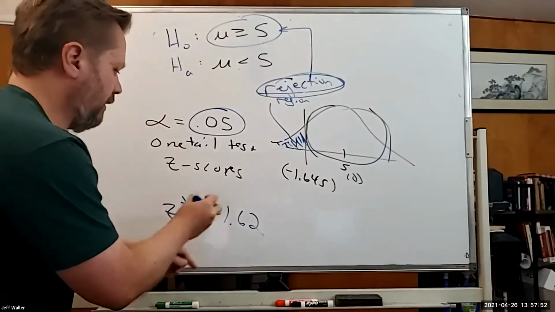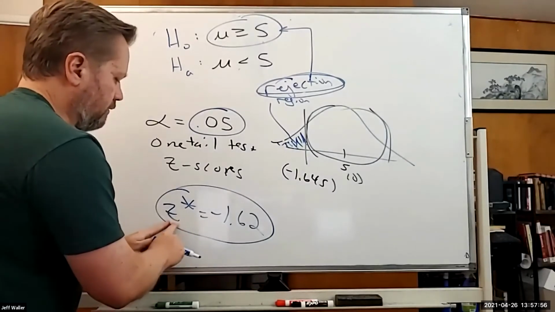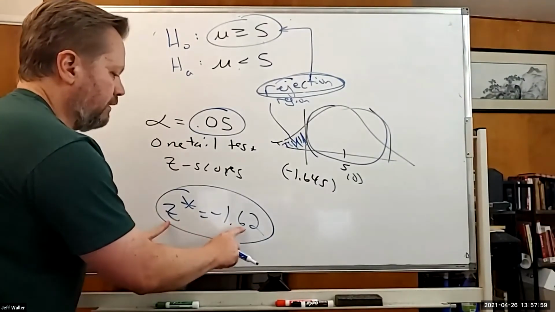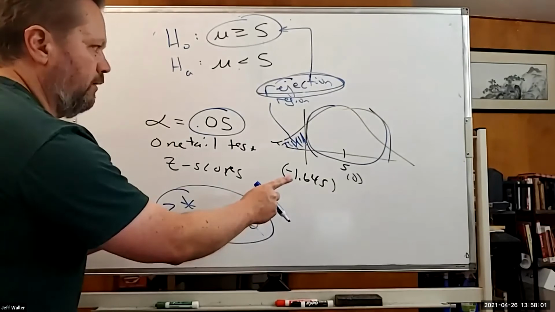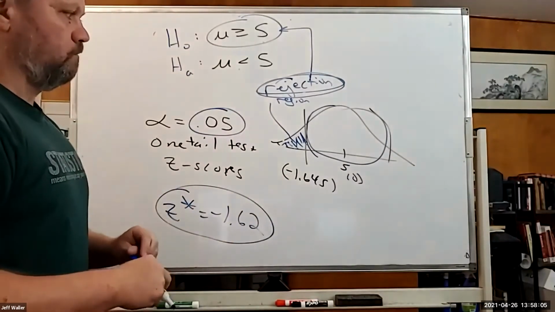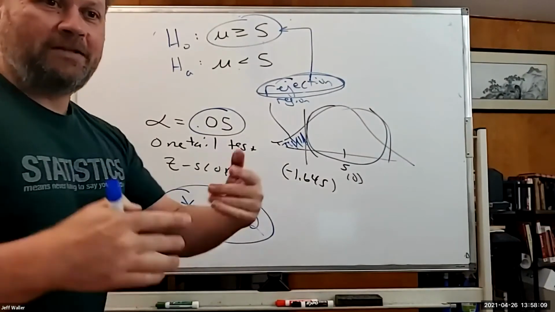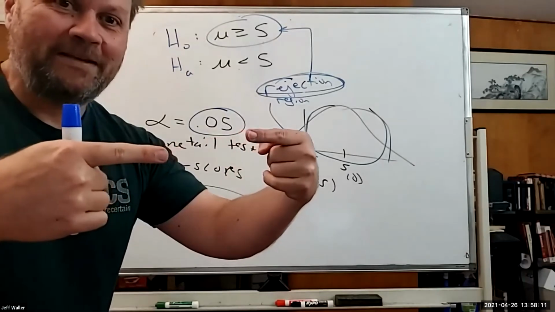Now, in this case, if we have a sample and the Z I calculate from the sample is negative 1.62, did we make it into the rejection region? No. Yeah. Oh, I got a no and yes at the same time. It's like antimatter.